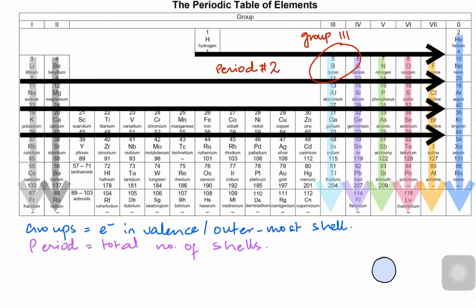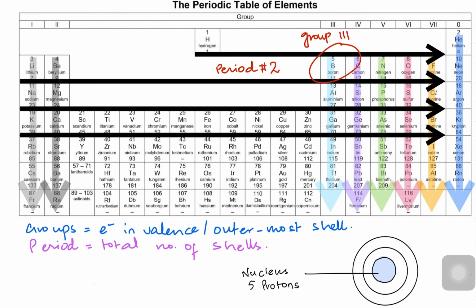I'm drawing the nucleus here. The nucleus has the neutrons and the protons, so the nucleus has all the nucleons. And then when you draw the number of electronic shells, it should have 2 shells because boron is period number 2. When you start filling the electrons, you will realize that the last shell should have 3 electrons because boron belongs to group number 3. So there are 3 electrons in the last shell.